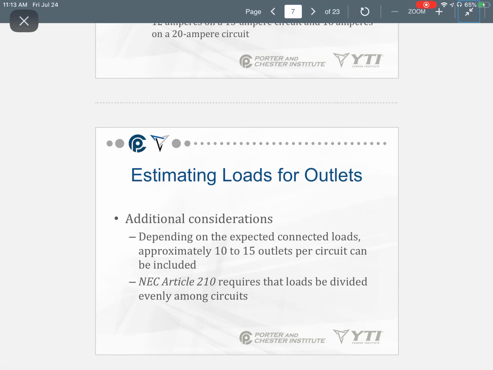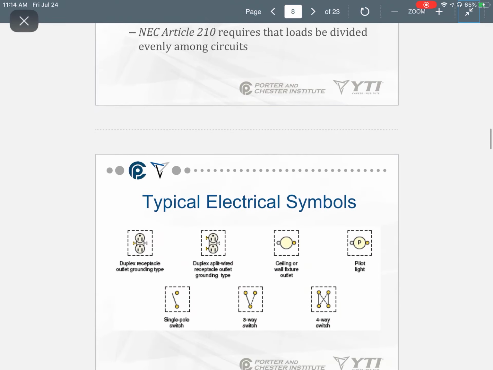Article 210 in the NEC requires that loads be divided evenly among circuits. So we have to consider that as well. On a typical residential service, for instance, you have a 240 service coming in. That means you have 2 bus bars. That means every other breaker in that panel is going to be on the opposite leg coming in, right? So we want to evenly distribute the load between the 2 legs coming in. We don't want the majority of the current being drawn on one leg of the service. So we've got to consider that too. These are all things as electricians we have to think about.